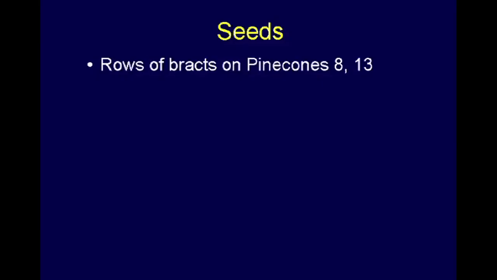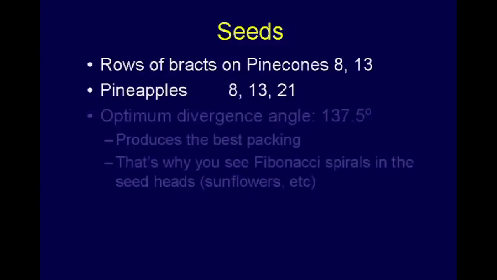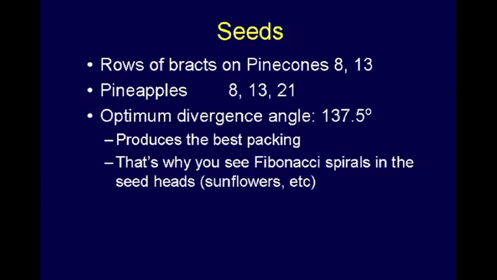So about seeds, the rows of bracts on pine cones, it's 8 or 13, there's 2 rows. On pineapples, there's 3 rows, it's 8, 13, and 21. And it turns out there's an optimum divergence angle of 137.5, which is, in effect, a fraction of the 360, that's a Fibonacci number. It produces the best packing, and that's why you always see Fibonacci spirals on sunflowers. If you look at a sunflower, you've got 2 divergent spirals. They're both Fibonacci numbers.